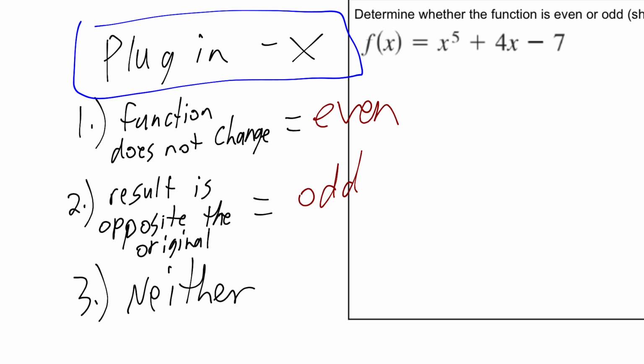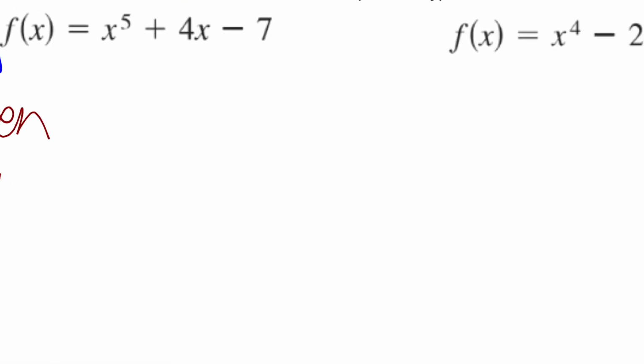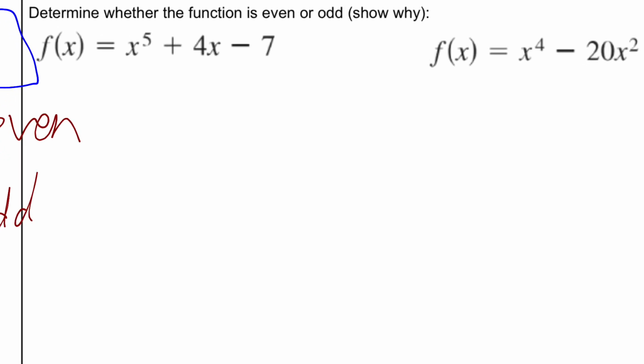The second possibility is that your result is opposite the original. Every single term is exactly opposite. Whatever was positive is now negative, or vice versa. If that's true, then your function is odd and symmetric about the origin. Sometimes, some of our function will be opposite, for example, but not every term, so that one would be classified as neither. If it's not the exact same or the exact opposite, then it's neither. Let's look at these three examples.